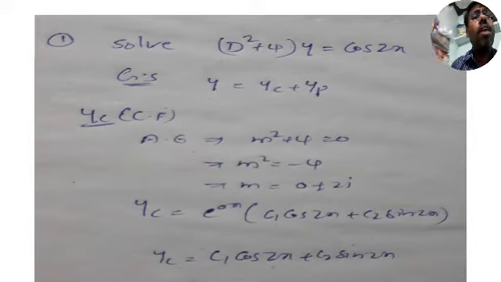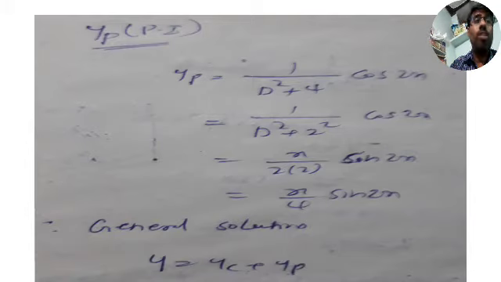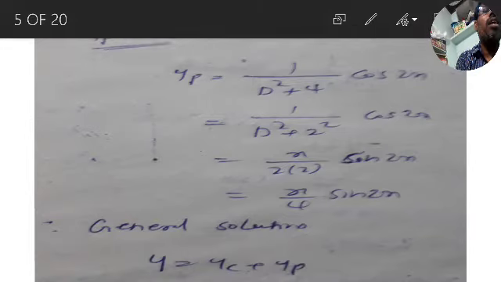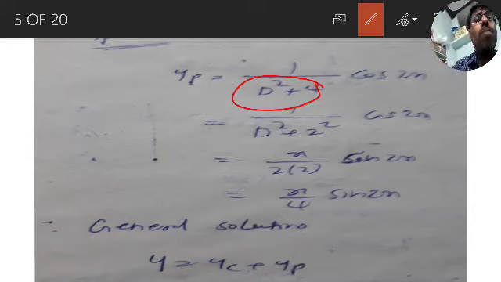Now let us try to find yp. So this is what we need to find now, yp. What is yp? The particular integral yp is equal to 1 by D square plus 4 of cos 2x. In place of D square, you have to replace D square by minus a square. a is equal to 2, a square is equal to 4, minus a square is equal to minus 4. So the denominator is becoming 0. Minus 4 plus 4, the denominator is 0. That is 1 by D square plus 2 square of cos 2x.